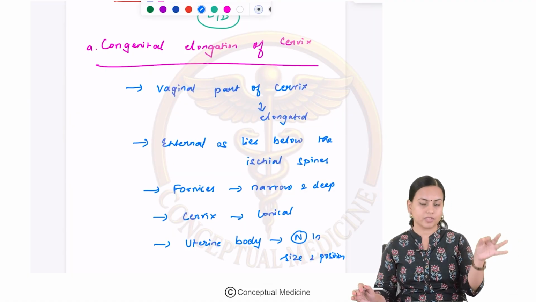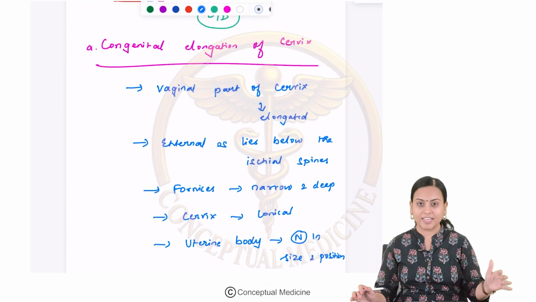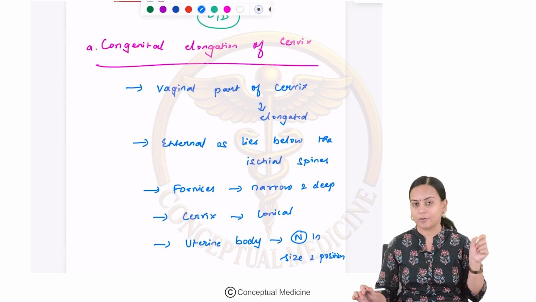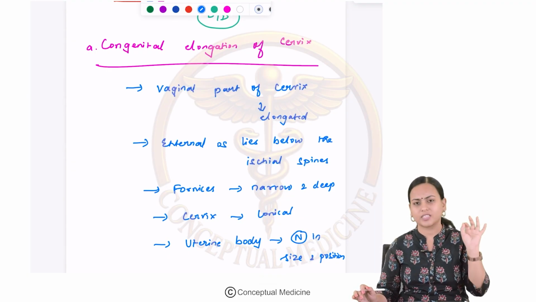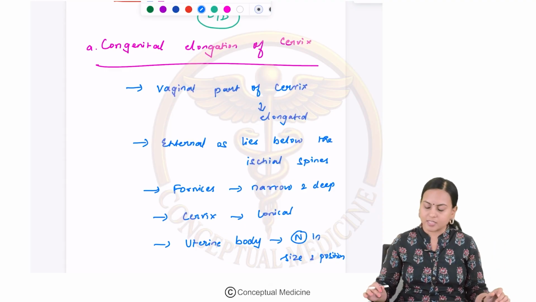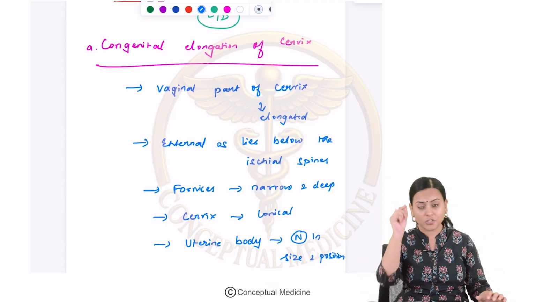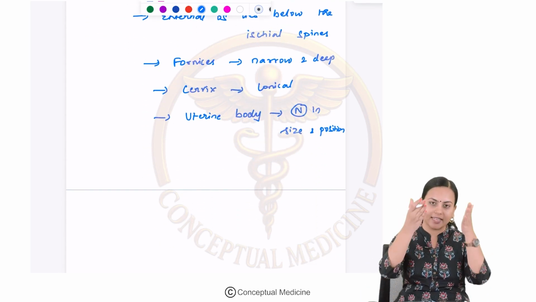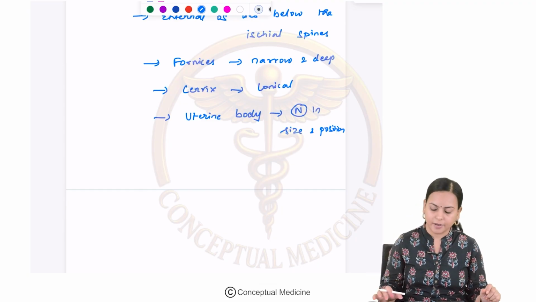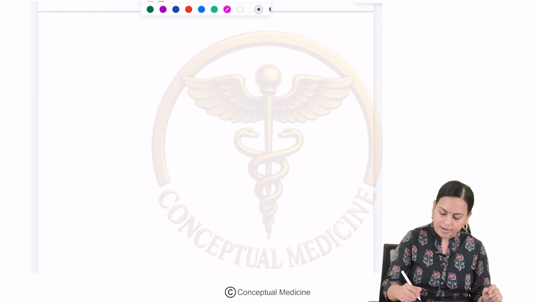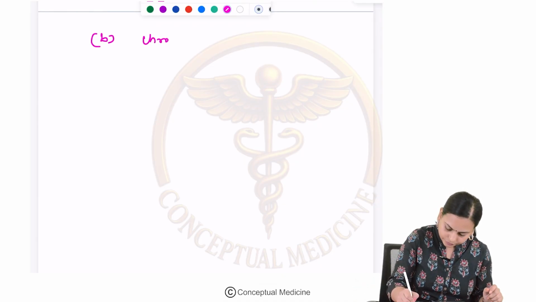First one, the vaginal part of the cervix only is elongated. External os lies below the ischial spines. The fornices will be narrow and deep. Just imagine, if there is elongation of the cervix, the fornices becomes narrow and deep, right? Yes, that's what. Then the cervix will be having a conical shape, and the uterine body will be normal in size and in position. Only there is elongation of the cervix. Clear? So, this is first differential diagnosis of uterine prolapse, and the second differential diagnosis is a chronic inversion.